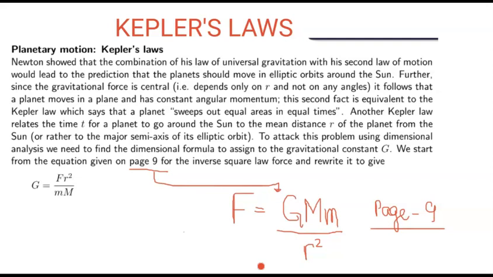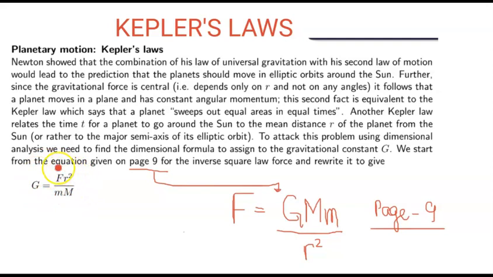To attack this problem, for the dimensional analysis, we need to find the dimensional formula to assign to the gravitational constant G. We start with the equation F equals G Mm over r squared. We rearrange this formula to make G the subject. Why make G the subject? Because we need to find the dimensions of G. The r squared is at the bottom, so it comes up: F r squared. M and m are at the top, so they go to the bottom: F r squared divided by Mm. Hence we got this formula.